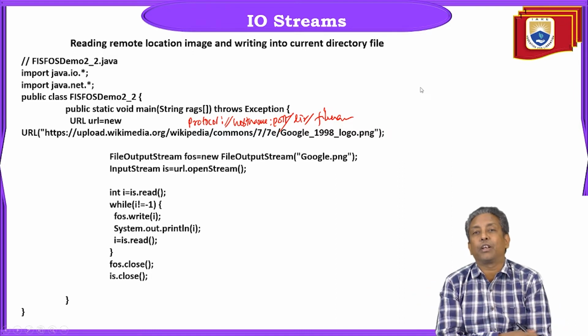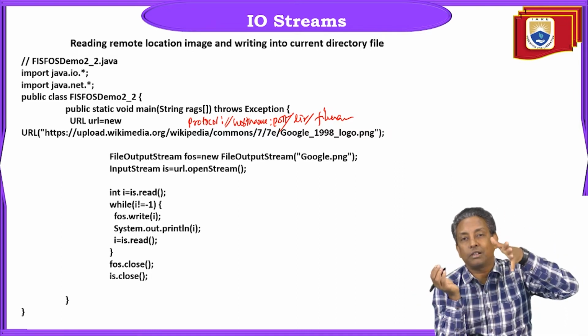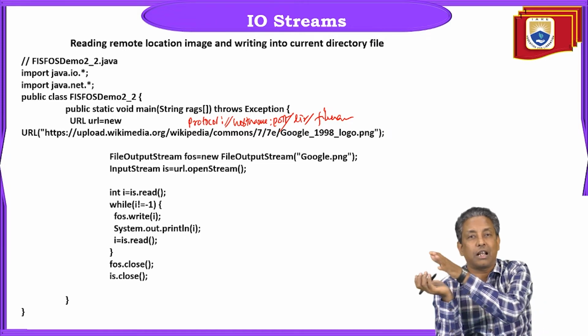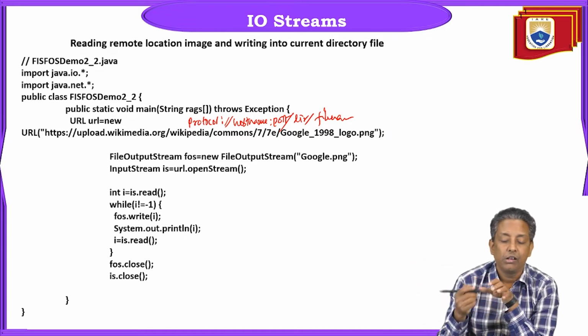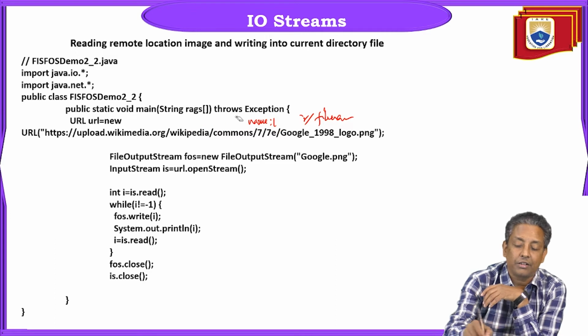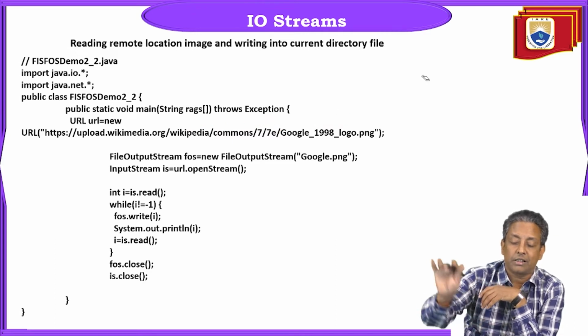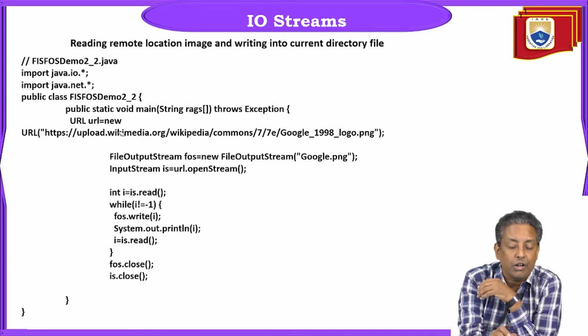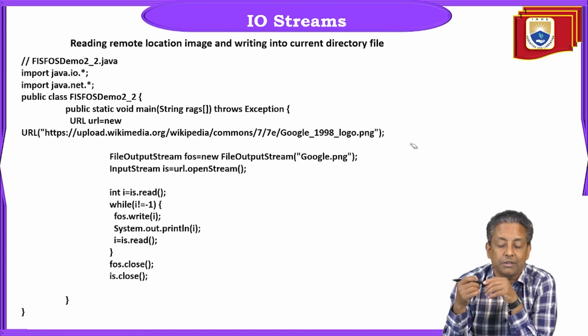These are various parts of the URL: protocol, colon, slash, host name, colon, port number, slash, directory, slash, file. So with the help of the URL class, we are pointing to some image that exists on the World Wide Web. URL is equal to new URL of some location.